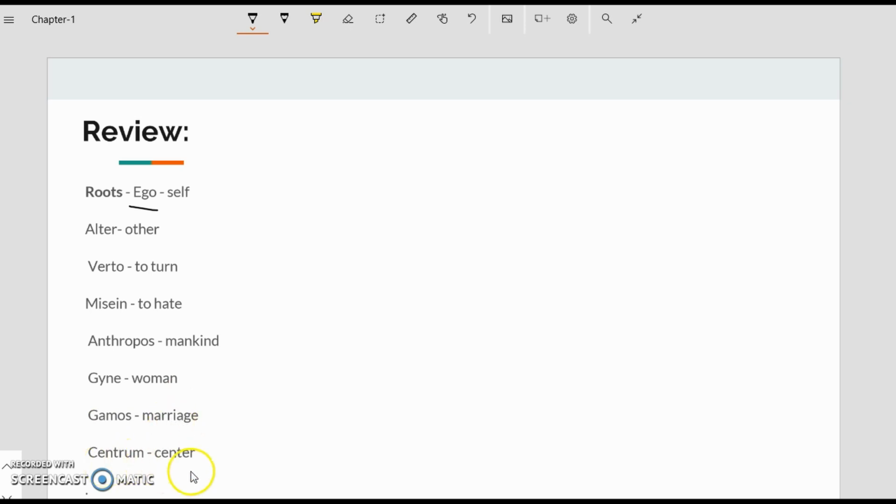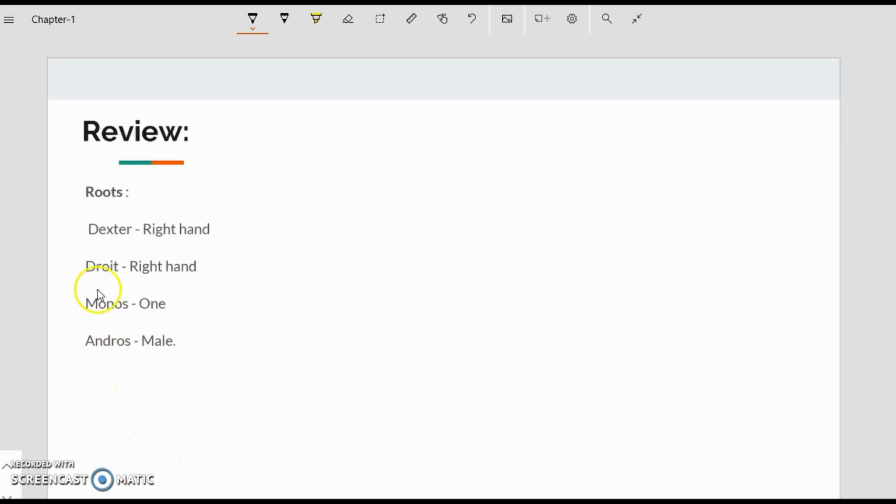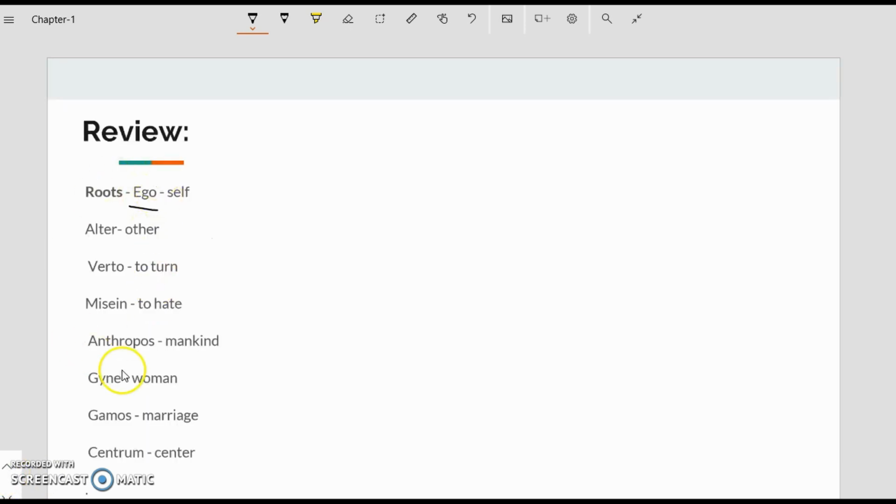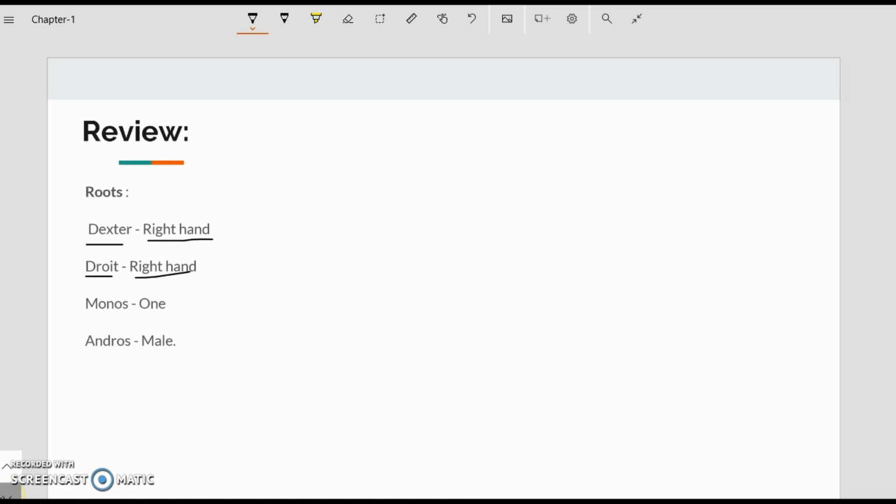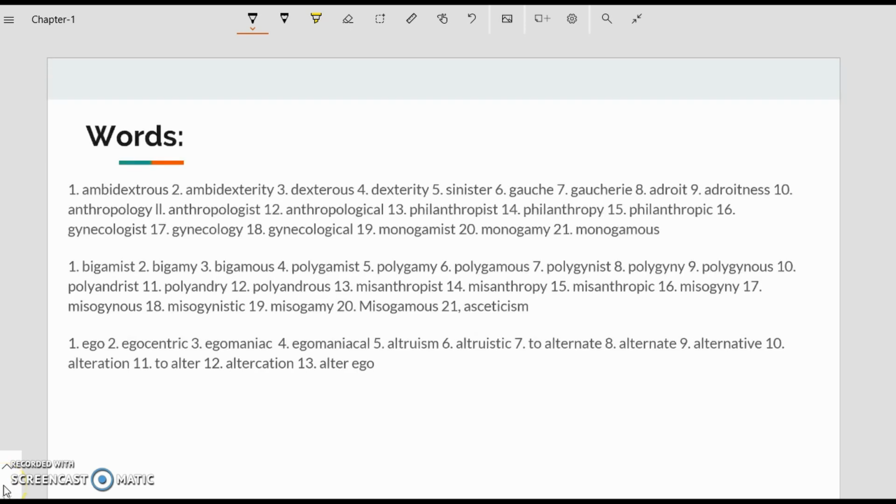Centrum means central. Egocentric. Dexter. Dexter means right hand. Right hand means skillfulness. Dexterous, ambidextrous. Adroit. Adroit means also skillfulness. Adroitness. Monos. Monos means one. Andros. Andros means male. So this is a review. We'll have a review at the end of this video so that it would be beneficial. It's a kind of revision. The more you revise, the more you get, the more it feeds in your brain.